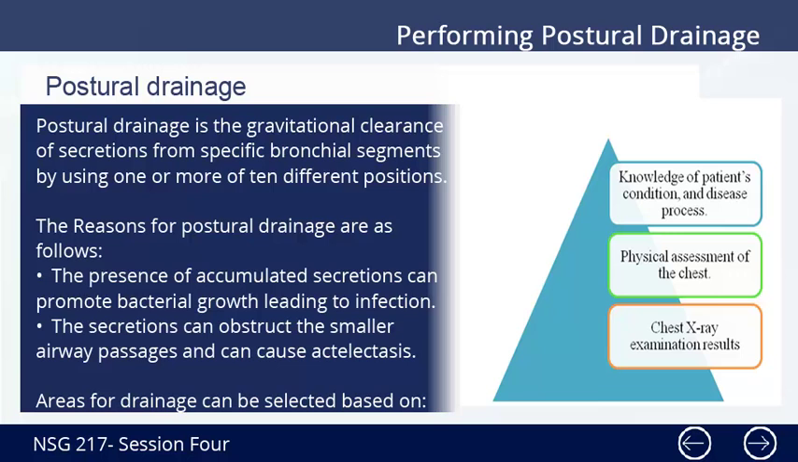The reasons for postural drainage are as follows. The presence of accumulated secretion can promote bacterial growth, leading to infection. Also, the secretion can obstruct the smaller airway passages and can cause atelectasis. Areas for drainage can be selected based on, as illustrated in the diagram below, chest X-ray examination result, physical assessment of the chest, and knowledge of the patient's condition and disease process.